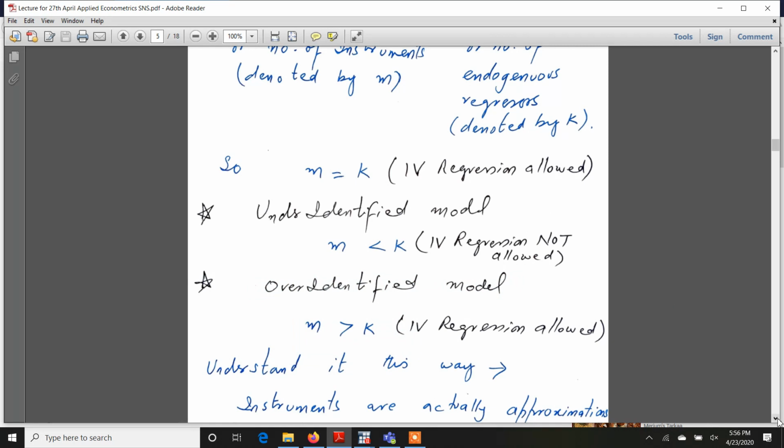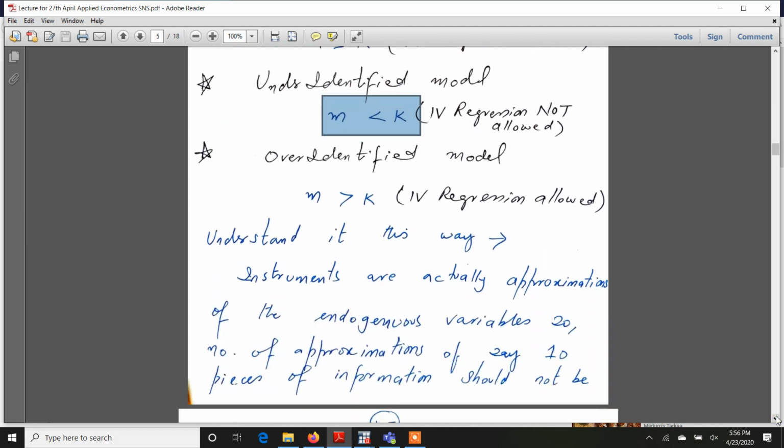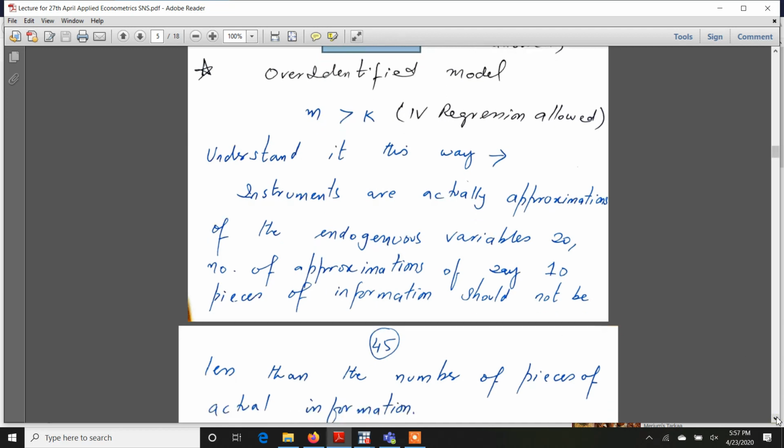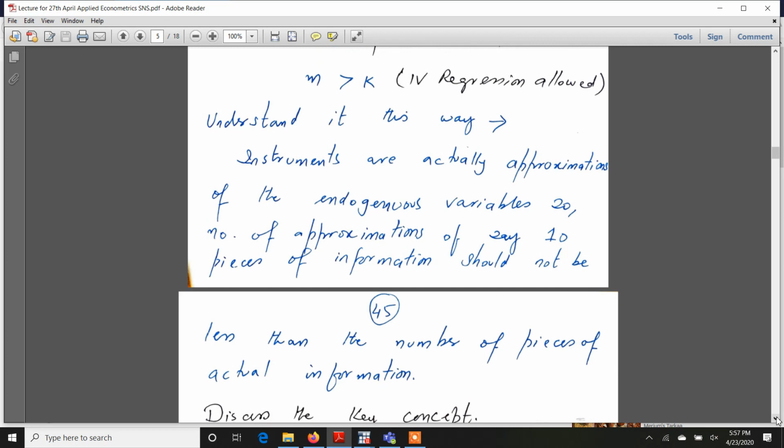Okay, so why are we not allowing this one? Actually, what is an instrument? It is an approximation of the endogenous variable. So if the number of approximations is less than the actual variables, that is not a sensible regression, right? So that's what I have written here, that the instruments are actually approximations of the endogenous variable. So if you have, say, 10 pieces of actual information, the number of approximations should not be less than the number of pieces of actual information, right?